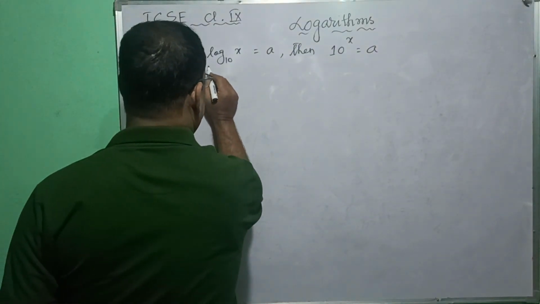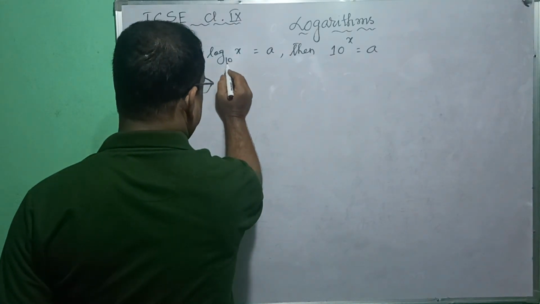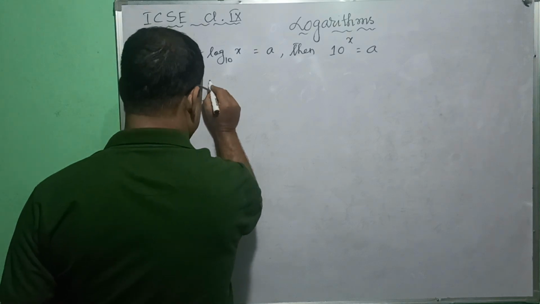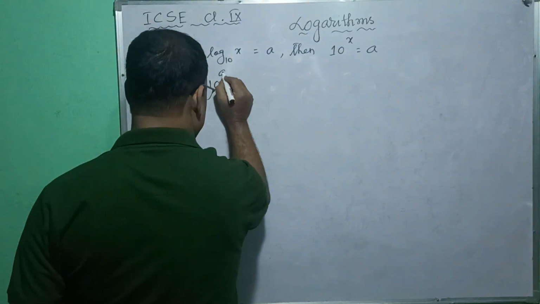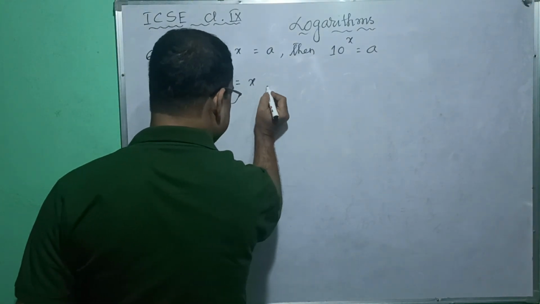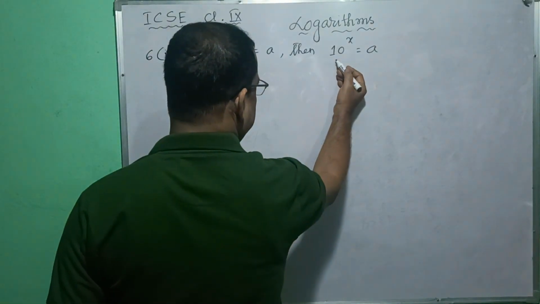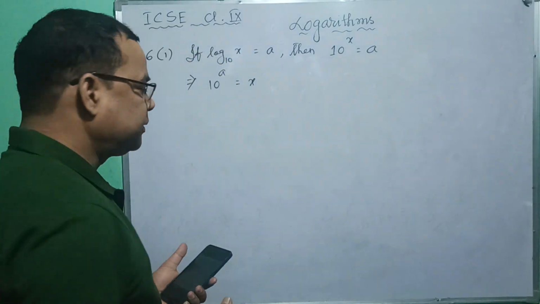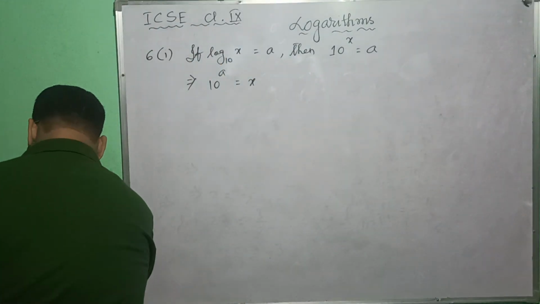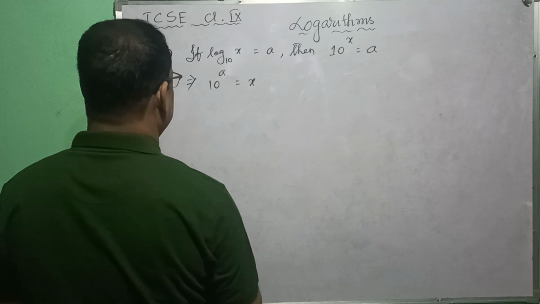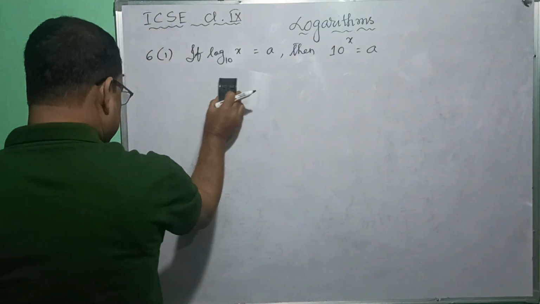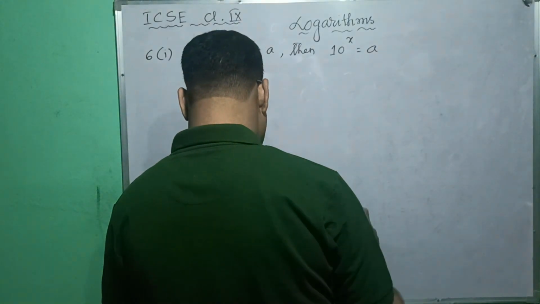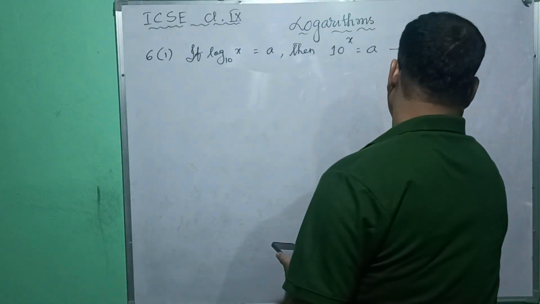So it is given, it is clearly log x at the base 10 equal to a. It means that 10 to the power a equal x, but it is given 10 to the power x equal to a. So it is false. So the first statement is false. So we can write it. It is false.